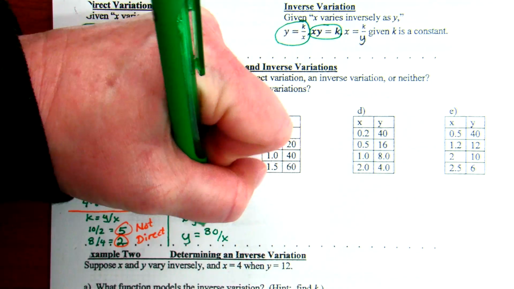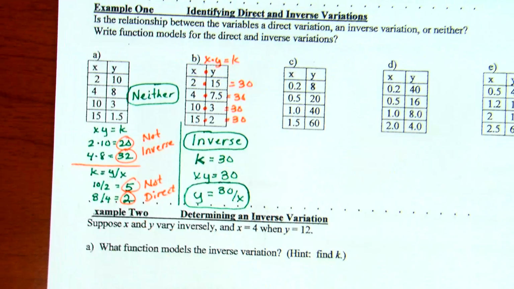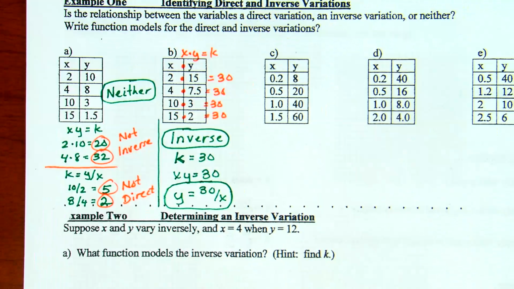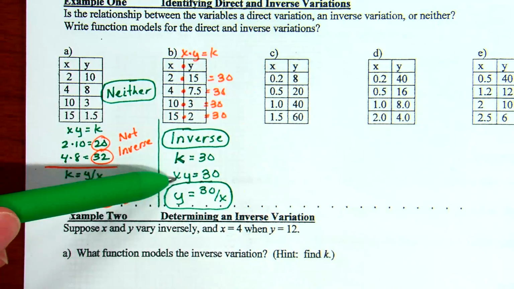Okay, y equals k over x. What is k in this situation? 30. So I'm going to write y equals 30 over x. I'm not going to argue the fact that both of those equations we just wrote represent inverse variation. But when they ask for that situation, write function models for the direct and inverse variation, usually they want the y equals. Okay, so I'm pretty sure that's what you have to give, like in a Math Excel situation.